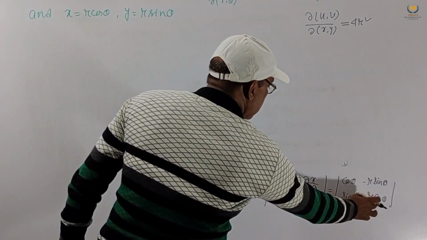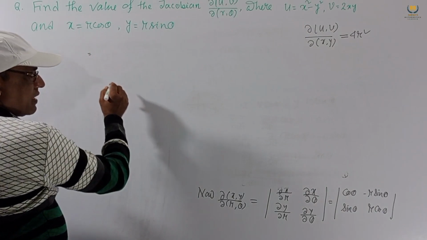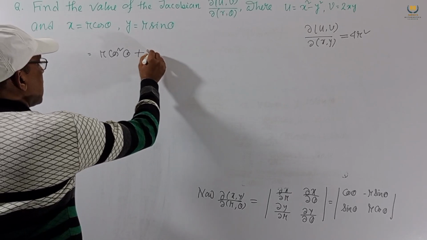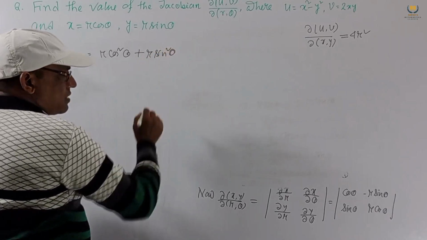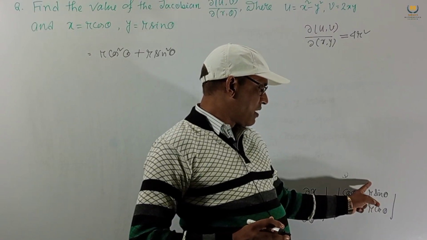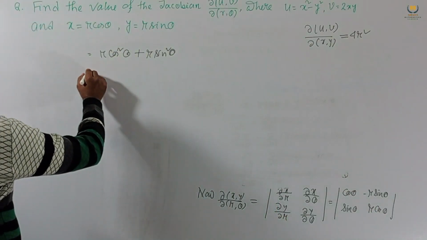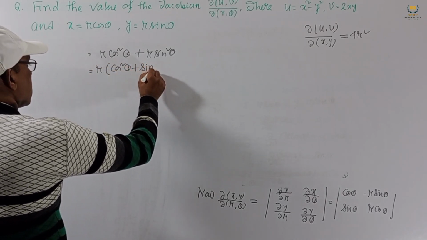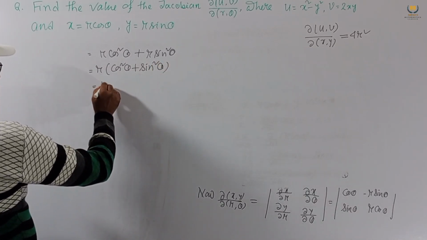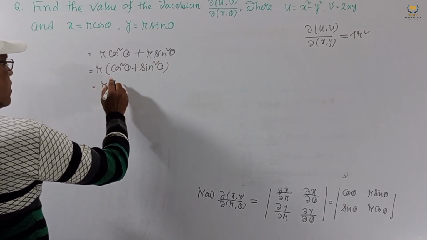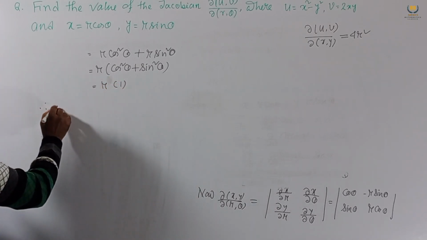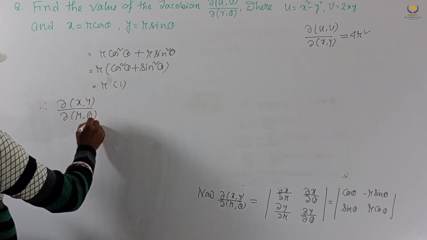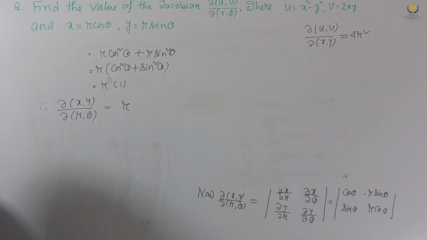If we expand this determinant, we get r cos² θ plus r sin² θ. This into this minus this into this, minus plus, we get this. So with r common, we get cos² θ plus sin² θ, and r into 1. Therefore ∂(x,y)/∂(r,θ) equals r.